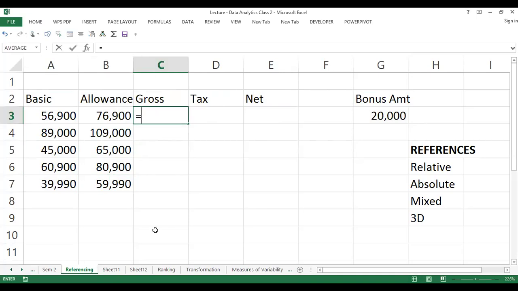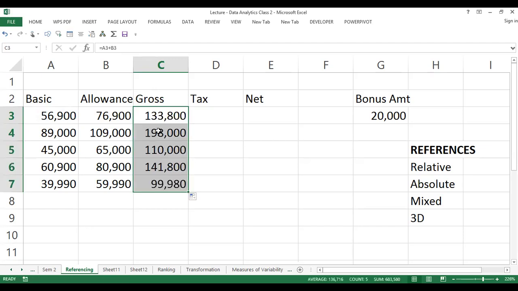So let's say we want to get gross now. What do you think gross would be? Gross equals basic plus allowance. Very straightforward. This is relative. The default is relative referencing. Okay. You see, it just says A3 plus B3. That's the default. That's relative.